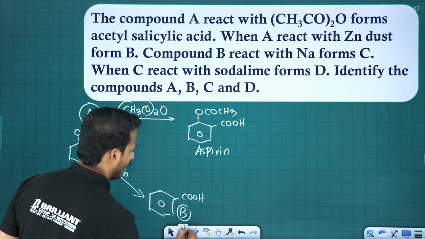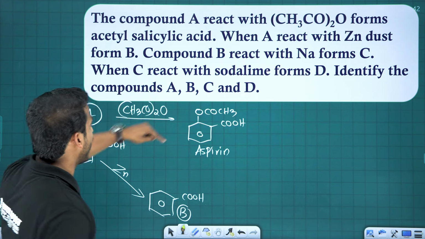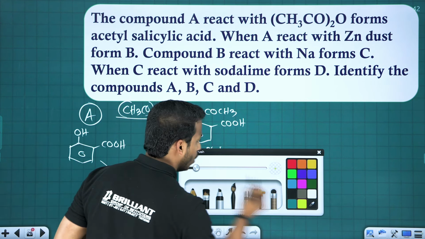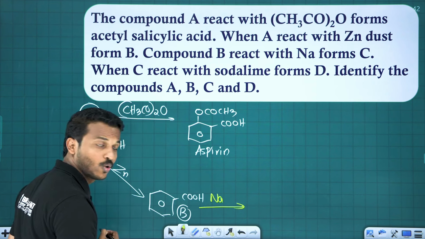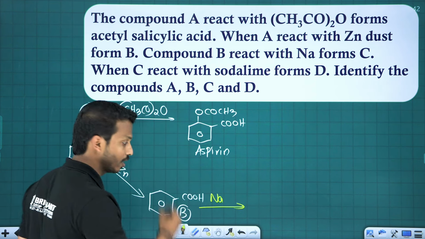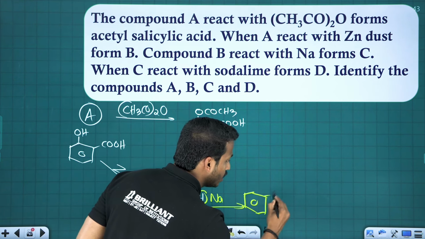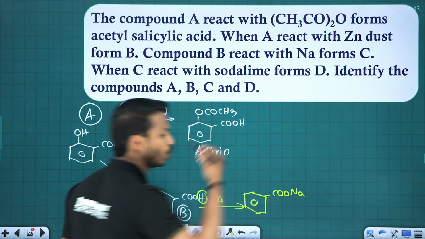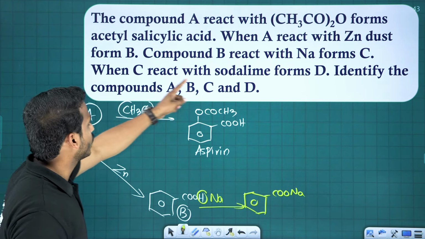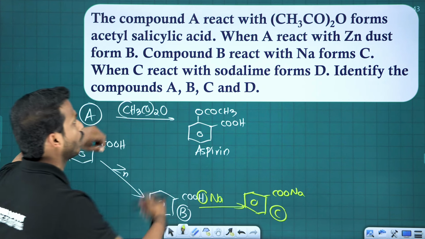All right. Next, what's happening? Compound B reacts with sodium. What happens? An acid when it reacts with the metal forms what? Salt. The sodium replaces this hydrogen. We get benzene with COONa. Sodium benzoate. So this is B and this is C. Sodium benzoate is C.